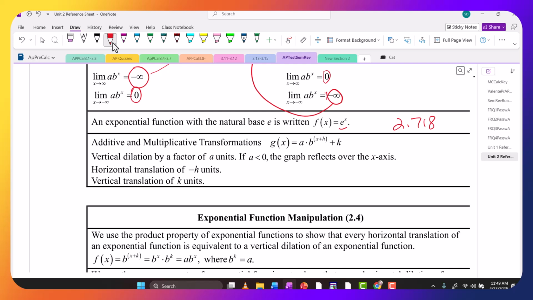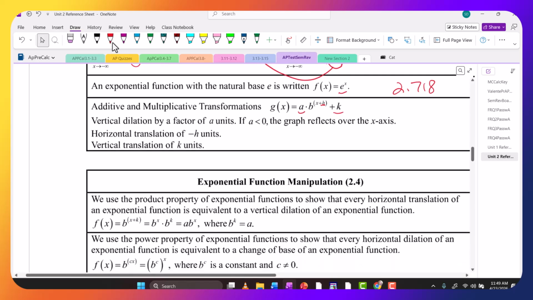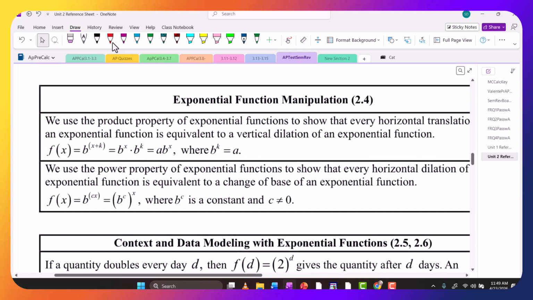And then transformations. A is a vertical stretch or shrink. H is a right-left shift. K is an up-down shift of these situations. This is kind of weird. I will mark this. This is pure AP kind of questions.